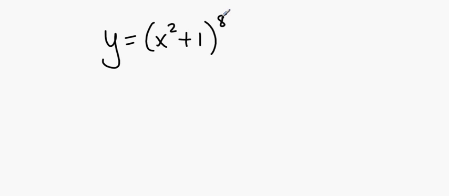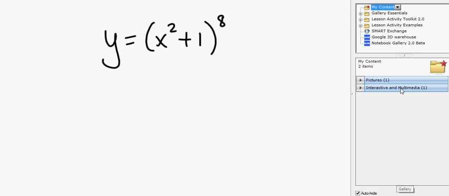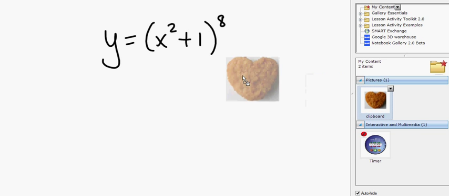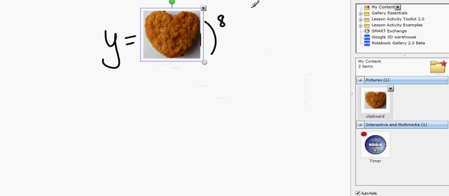And the only way that we would know of to do this problem would be to expand this out, 8th power, binomial expansion theorem, what a mess, nobody knows it, just a mess. And so the thought occurred to me, what if instead of x squared plus 1 to the 8th power, the problem was chicken nugget to the 8th power? Could you find the derivative? And the answer is, sure you could.